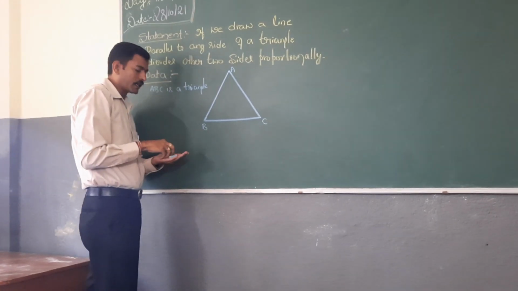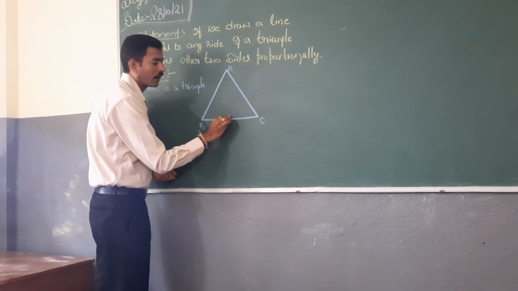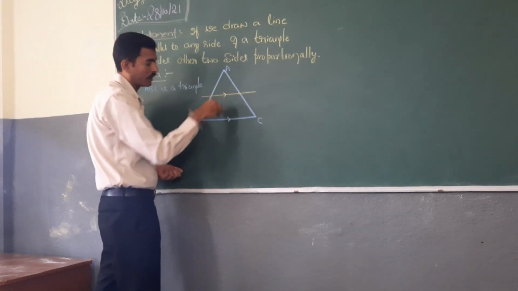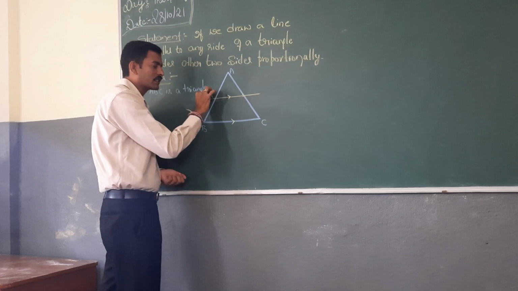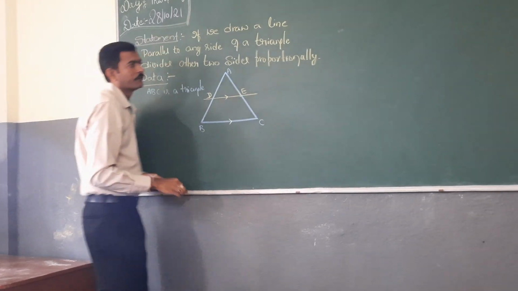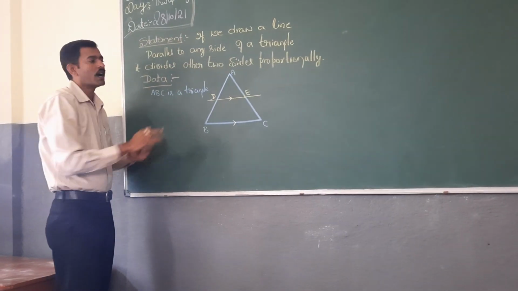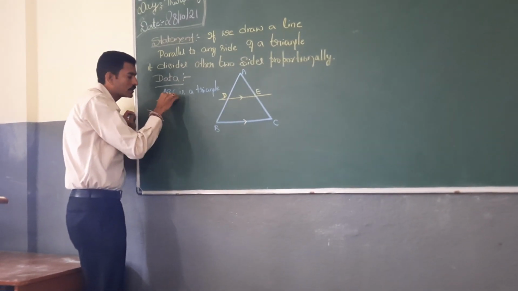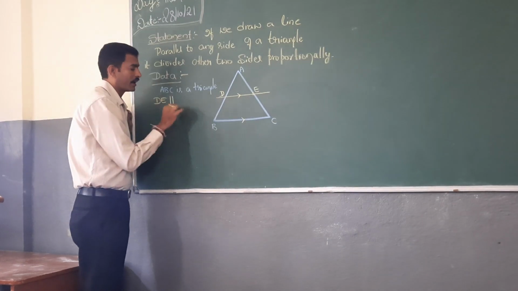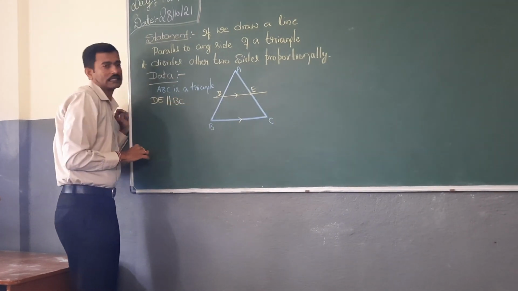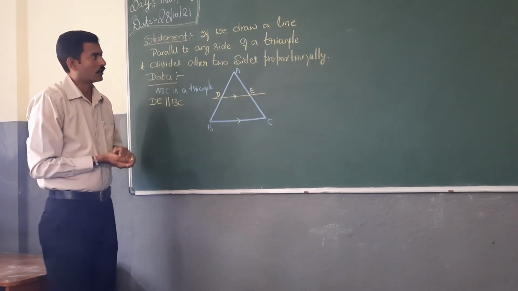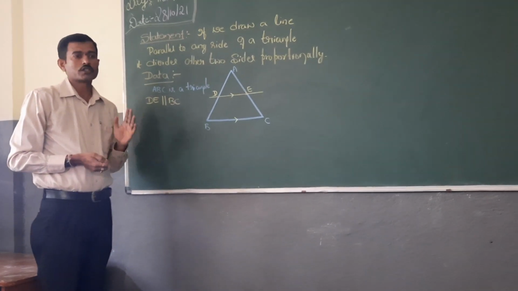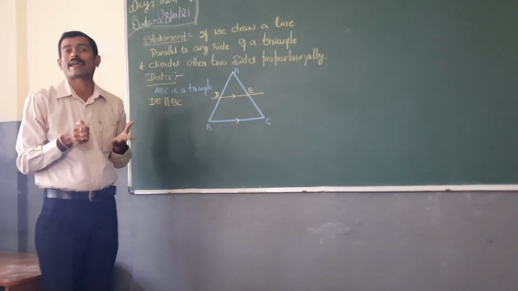But it is easy to see, so I will draw one line parallel to BC. Let us call this line DE. In the statement they have given, I have drawn the line DE. Parallel to which side? BC. Understood? What they have given, I understood and converted into the figure. This is the thing they have given.